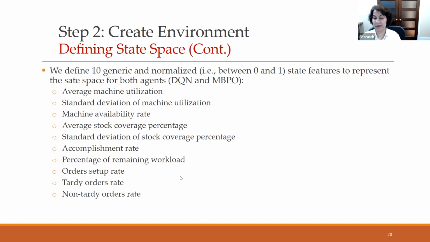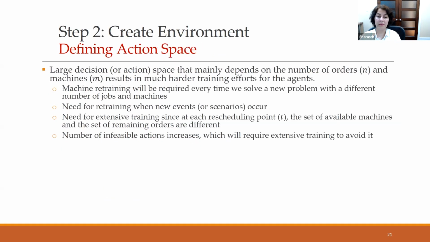These are the features that we consider, which I'm just going to read: average machine utilization, standard deviation of machine utilization, machine availability rate, average stock coverage percentage, standard deviation of stock coverage percentage, accomplishment rate, percentage of remaining workload, order setup rate, tardy orders rate, and non-tardy order rate. All of this allows the methodology to be applied to any size problem. So we are not limited to one specific problem, which means the model is not just applicable to the environment in which it has been trained.